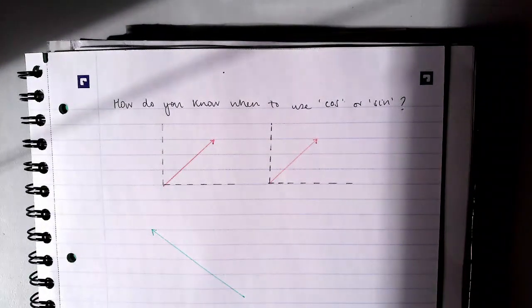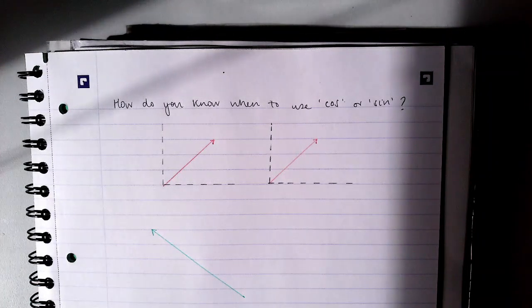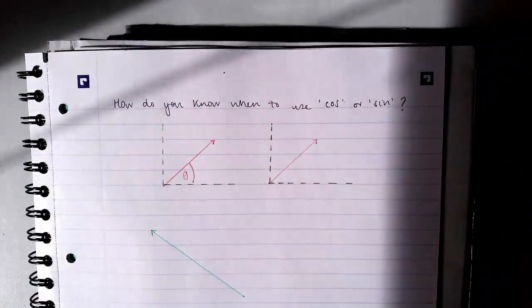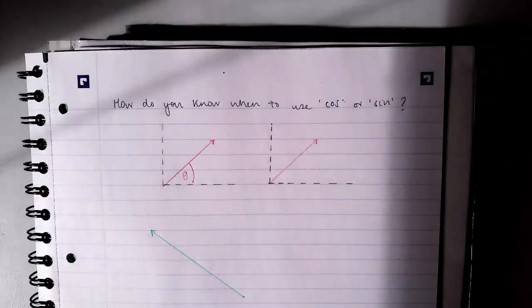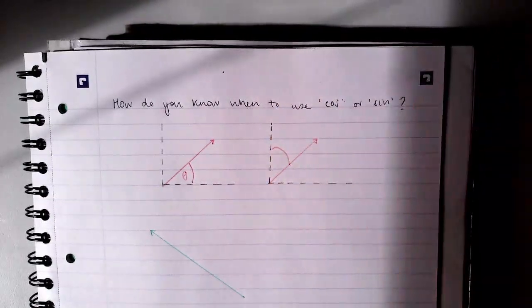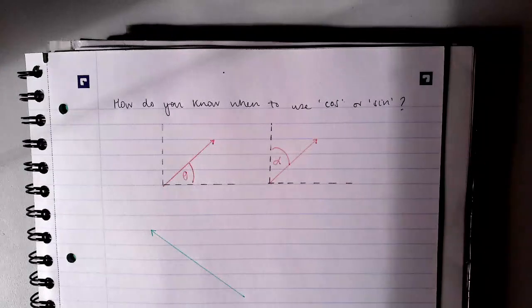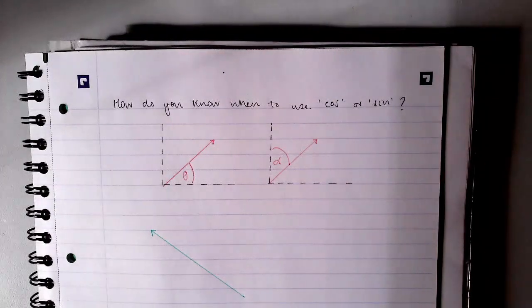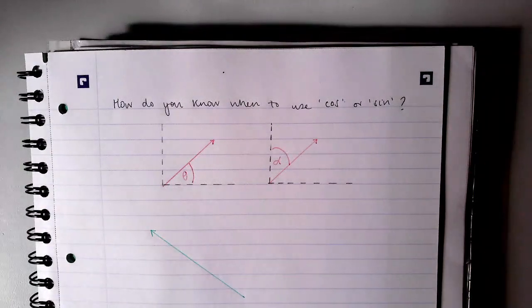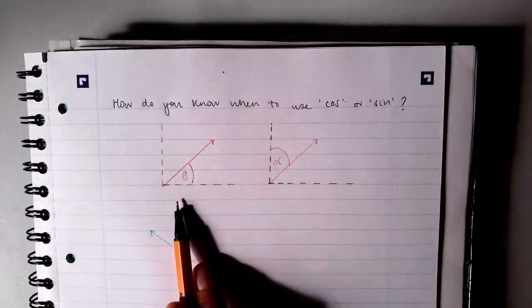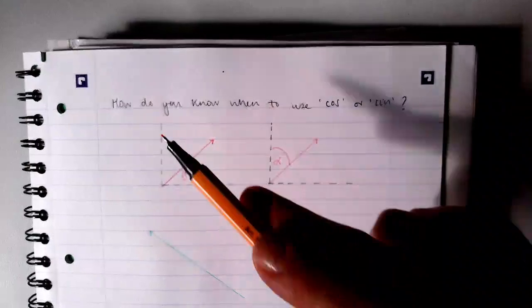Now, in a question, they would have to tell you an angle for you to be able to do anything with it. So the only possibility is they could give you this angle, let's call that one theta, or they could give you this angle, let's call it alpha, just so that we're clear on the difference. In both cases, I want to split my vector into its horizontal component and its vertical component.